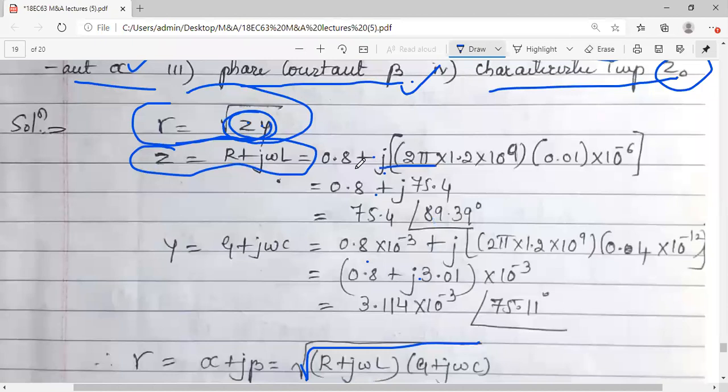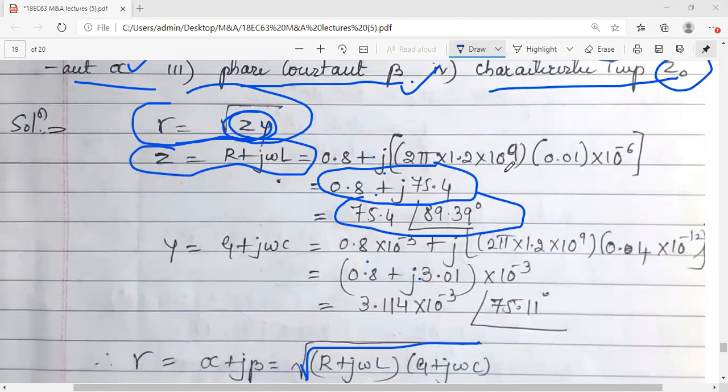Take this rectangular form, use your calculators, try to convert it into polar. Whether you will get this much or not, check once. If you have any difficulty, you can ask me. Okay, most of you have got it, I guess.